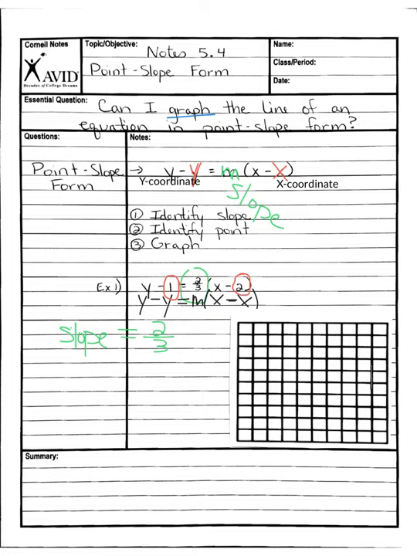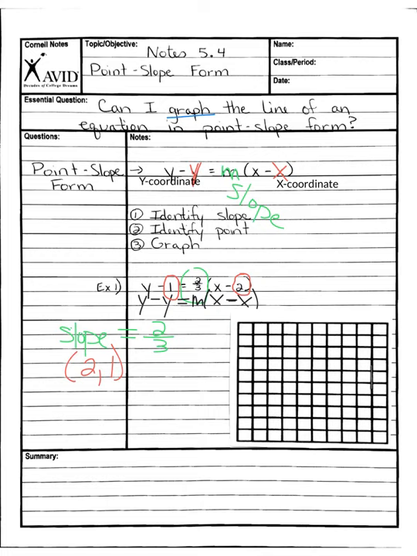So your ordered pair, we identified our slope. We're going to identify a point. The point out of this problem is your x is 2 and your y is 1. That is the point. And now we're just going to graph. Hence how it got its name, point slope form. It tells you the point, it tells you the slope. So let's get ready to graph.